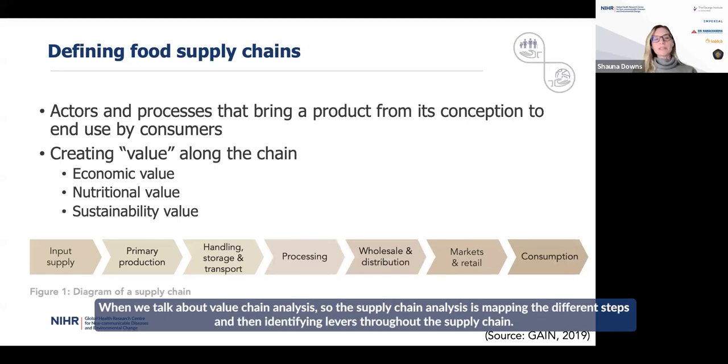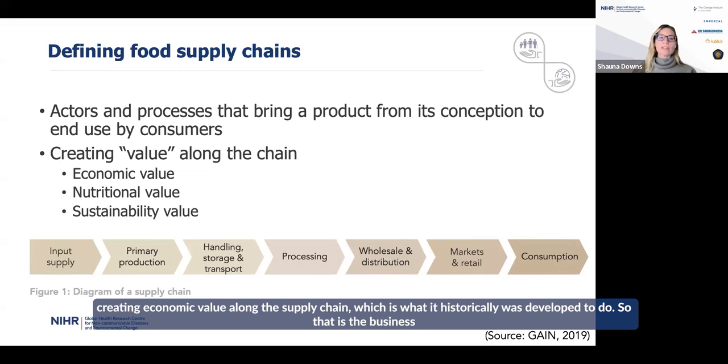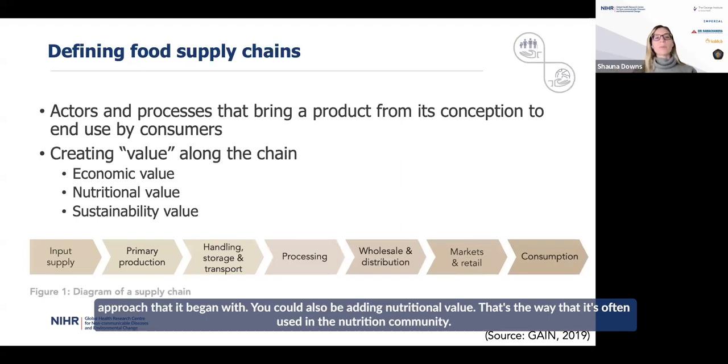When we talk about value chain analysis, supply chain analysis is mapping the different steps and then identifying levers throughout the supply chain. Value chain analysis is along the same lines, but you're really focused on the value addition. And that value addition can be a multitude of things. It could be that you're creating economic value along the supply chain, which is what it historically was developed to do. So that is the business approach that it began with.